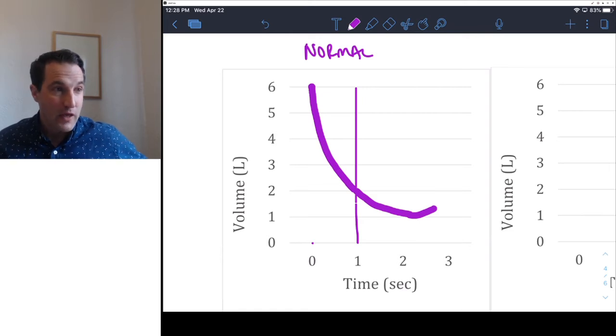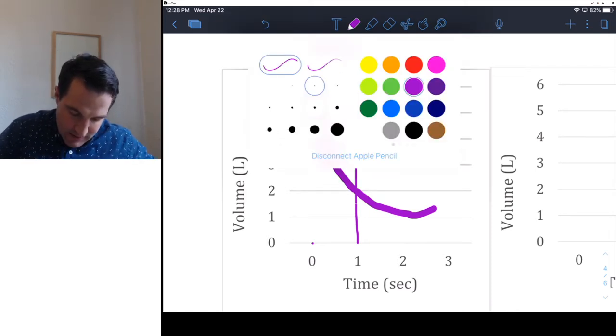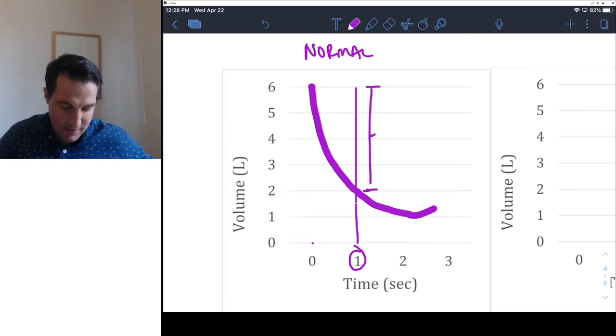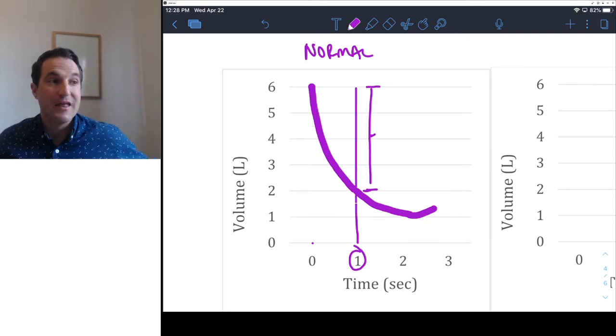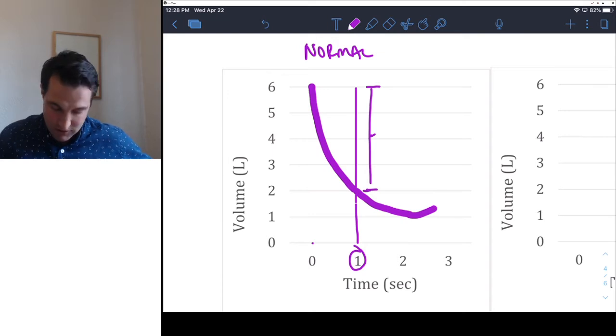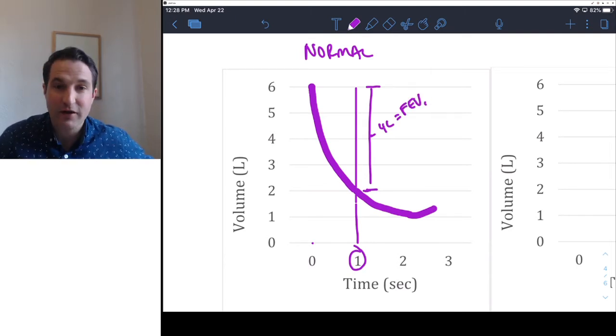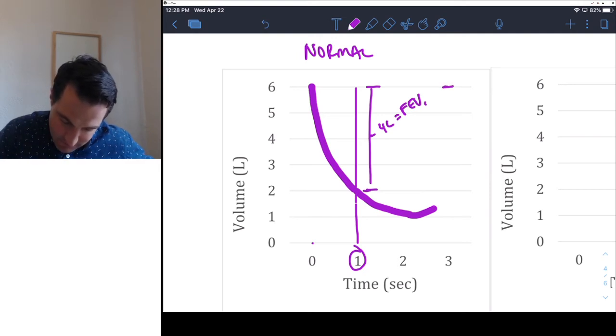Okay, so if we wanted to look at our FEV versus FVC ratio, how would we do that? Well, the first thing we would do is calculate our FEV1. And that is just this to this. Because here's our 1 second right here. So what is the volume that is expired in that first second? Well, we started at 6, and then we were at 2 by 1 second, so that's 4 liters. That's our FEV1.